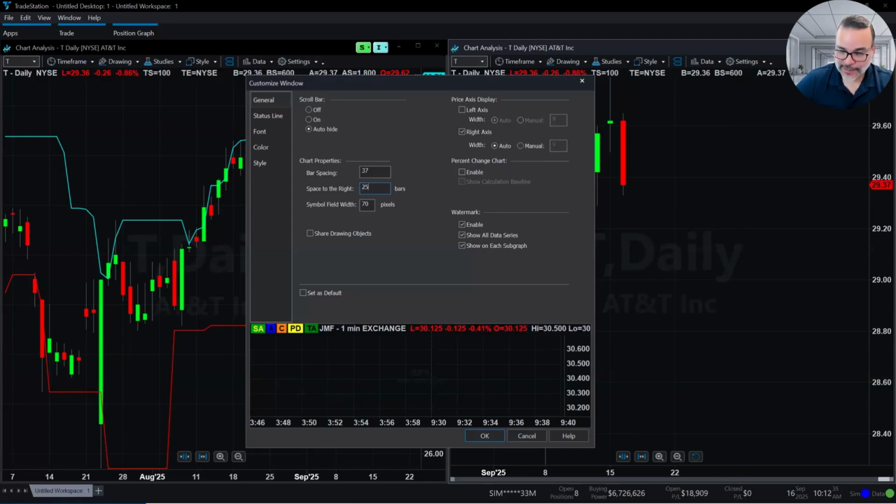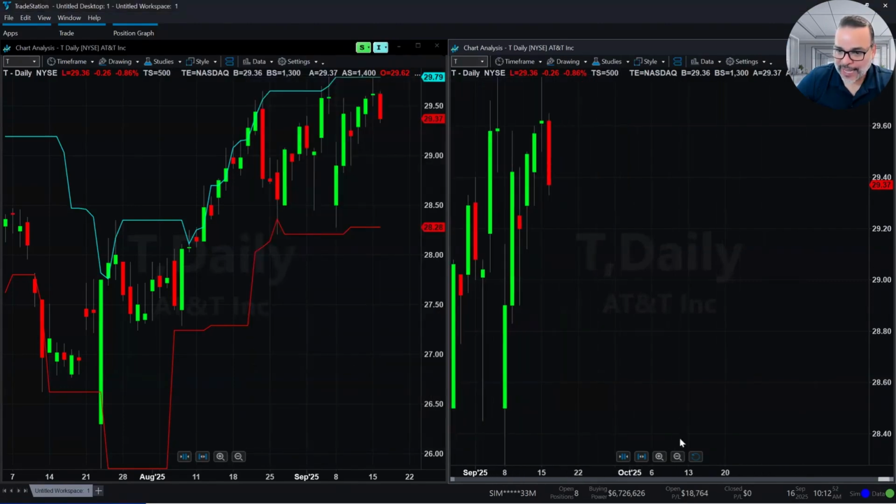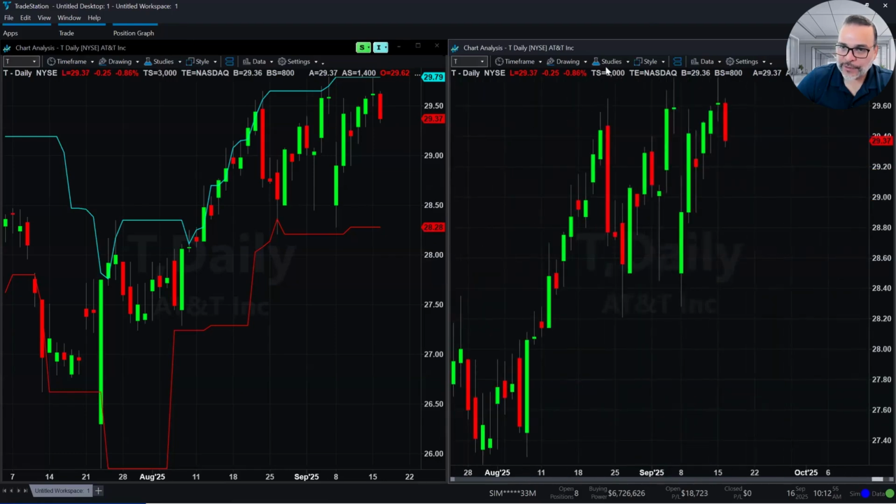The offset for the cloud inside of the Ichimoku is 26 bars. So it's going to just take that whole cloud and shift it forward 26 bars into the future. I'm going to click OK, and there we go. So that adds the 26 bars to the right, and I'm going to go here to studies. I don't have to add it again because it's already added.